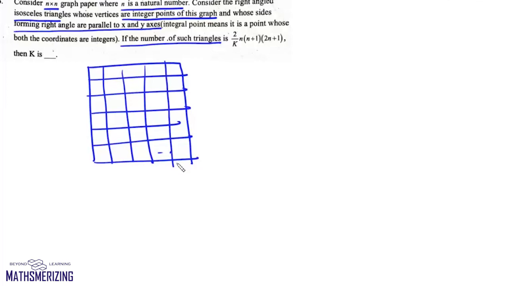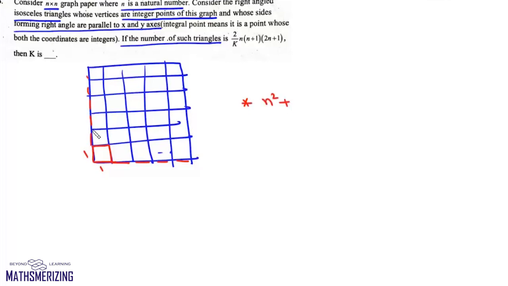Now what we'll do is, in this n cross n graph, we'll find the total number of squares that can be formed in this grid. Starting with the smallest square, whose length is 1 by 1, here we have n such units, and here also we have n such units. So the number of such squares will be simply n square.